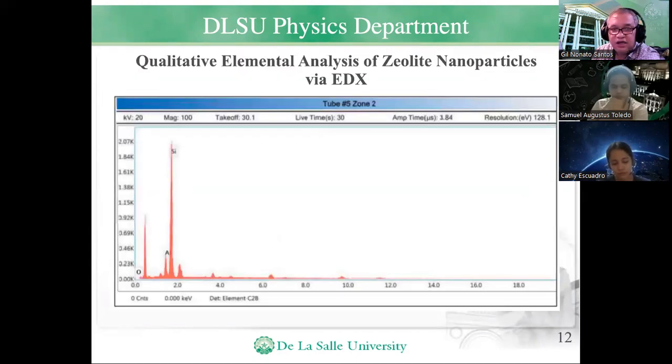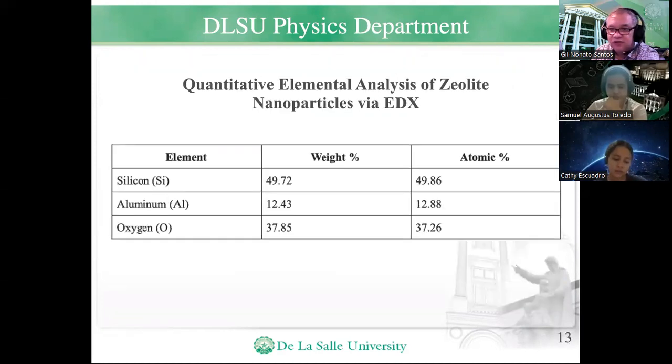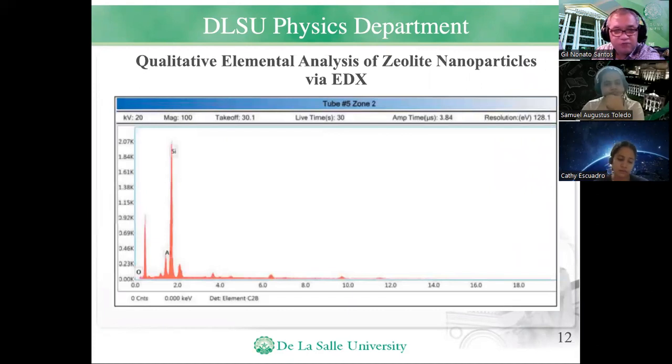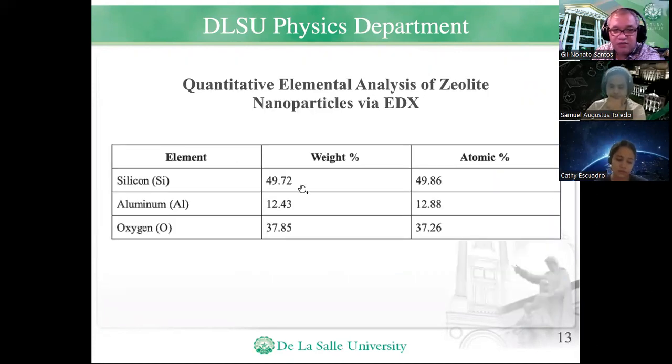So this is the EDX spectrum graph, which actually gives you the elements found in your nanoparticles. So according to this spectrum graph, you have, of course, the presence of silicon, because zeolite is made of silicates, di ba? So it's around 49.72 weight percent and atomic percent of 49.86. And then you have alumina or aluminum at 12.43 with atomic percent of 12.88, and then oxygen, which is 37.85 and 37.26 for atomic percent.